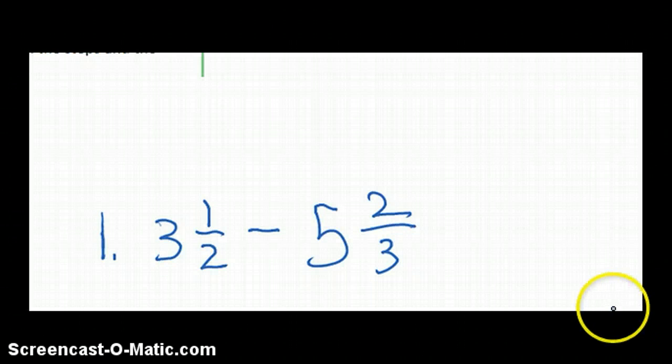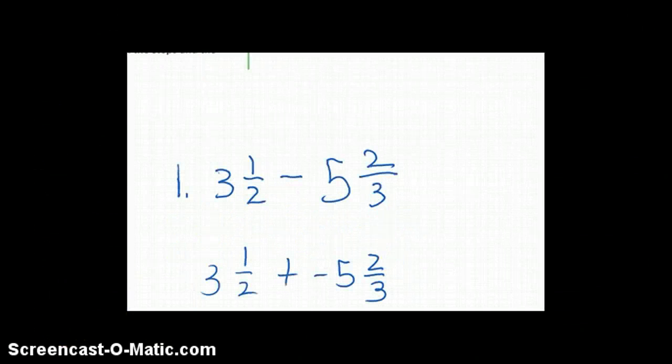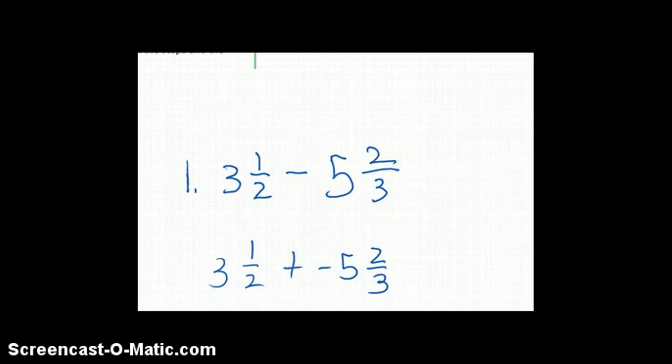The first step we need to do is change the subtraction sign to adding an opposite. So you'll change 5 2/3 to negative and change the subtraction sign to an addition sign. Now we are able to start our problem.